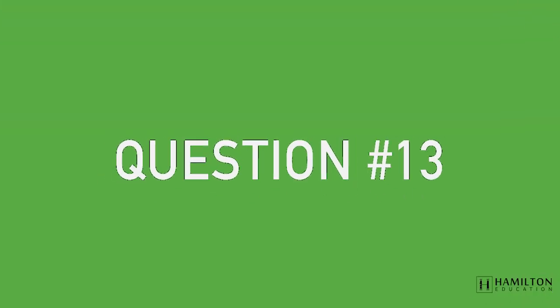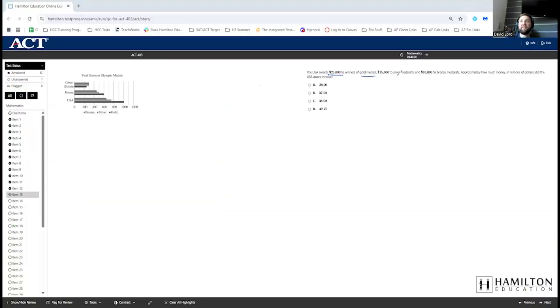The US awards $25,000 to winners of gold medals, $15,000 to silver medals, and $10,000 to bronze medals. Approximately how much money in millions? That seems important later on, the US award. So we know that there were 750 silver medalists, so they get 15 grand. And then the gold medalists, it looks like 1,000 of them, so they get 25,000. And then lastly, the bronze, they have about, I'm going to say 650. And then they each get 10,000.